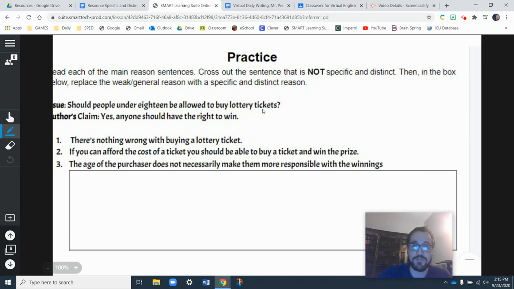Lottery tickets, right? You buy them, you can win a lot of money, millions and millions of dollars, right? Our claim is we're going to say, yes, anybody should have the right to win. I'm not telling you I agree with this. I'm telling you, though, that this is what we're writing about.